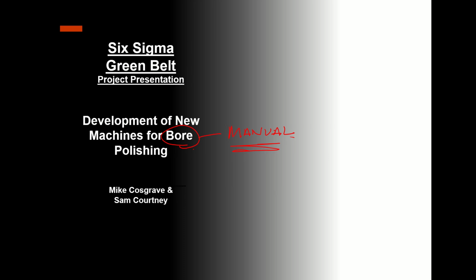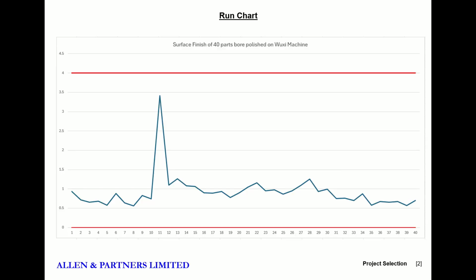So it's a brand new machine. Bore polishing. Literally they've bought this machine, they've engineered a process, they've set it up, and then they've just produced 30 pieces with a guess of a setup, and we'll see what happens.